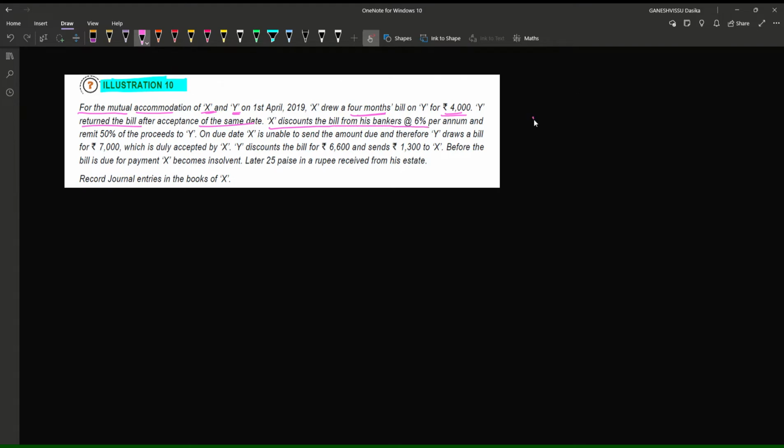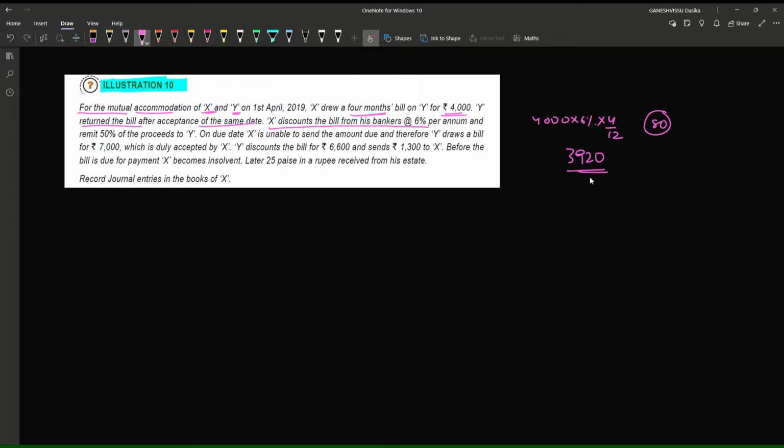Now let us calculate. 4000 is the amount on which 6% is the interest, and that is to be discounted for 4 months. So 4000 into 6% into 4 divided by 12. So the discounting charges would be 80. Minus from 4000, so 3920 is the amount which they are going to receive finally.